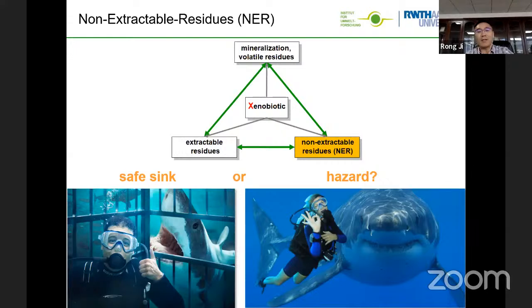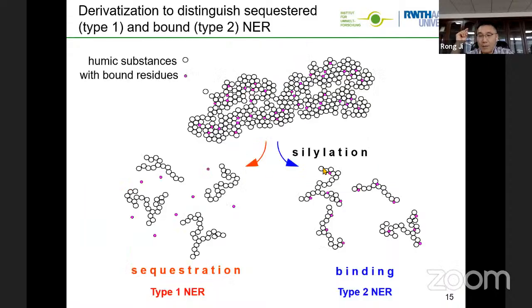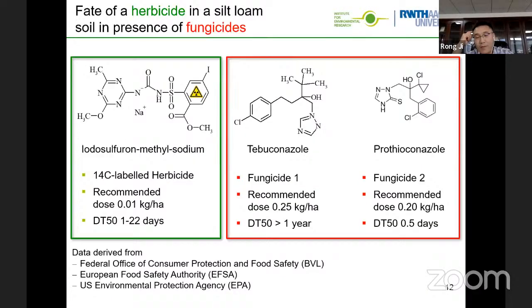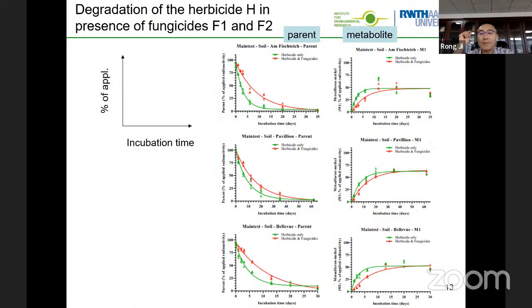Yeah, I would like to ask you another question. Also about the effects of the mixed compound. You observed that in the presence of fungicide, the degradation of herbicide decreased. So this is a negative effect from another coexisting chemical, although sometimes there is also a positive effect, for example, stimulating the degradation of one compound by another compound.